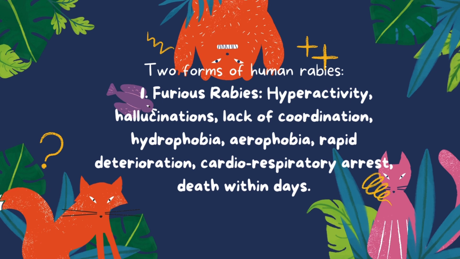The onset of furious rabies is marked by a dramatic and rapid deterioration of the patient's condition, culminating in cardiorespiratory arrest and death within a matter of days. And the second one is paralytic rabies.